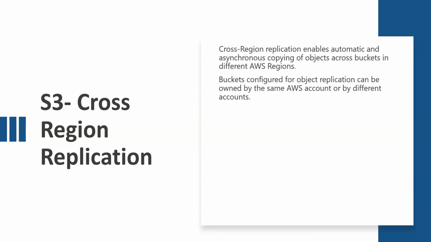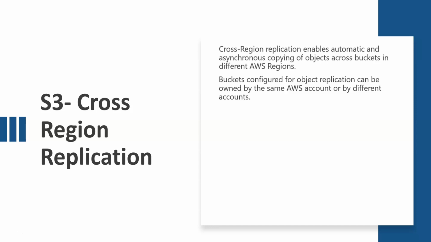Cross-region replication is a feature of S3 bucket which allows you to replicate your data from one bucket to another bucket in a different location. For example, I have a bucket in AWS Asia region, and I want the data of that bucket to be replicated onto a bucket in AWS US region or Canada region or Australia region.